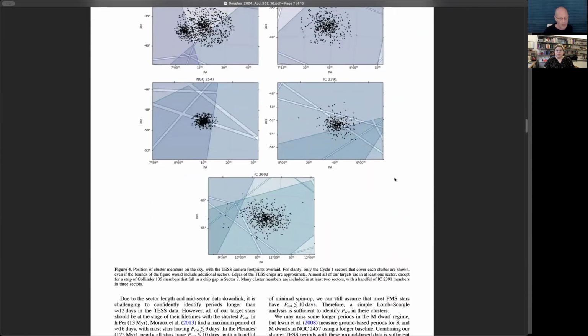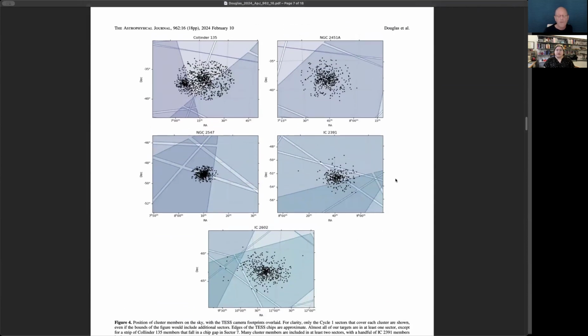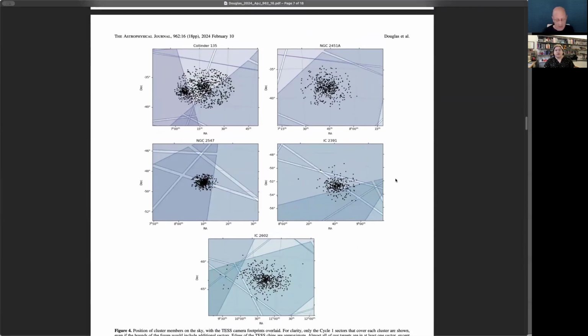Yes, so this is showing our 5 clusters in the TESS field of view, just for cycle 1, sectors 1 through 13, although obviously we don't use all of those. You can see that each cluster that we have, almost every star in these clusters is included in at least one TESS sector, and many of them are included in multiple TESS sectors.